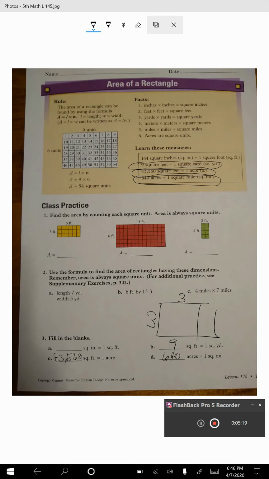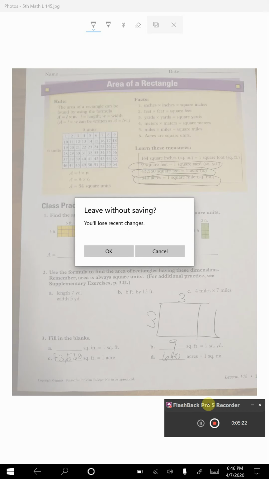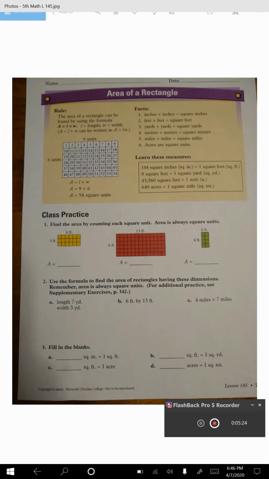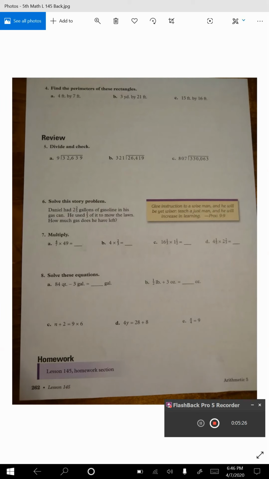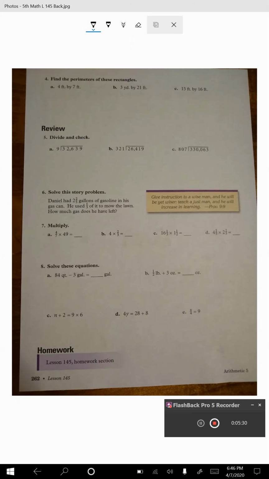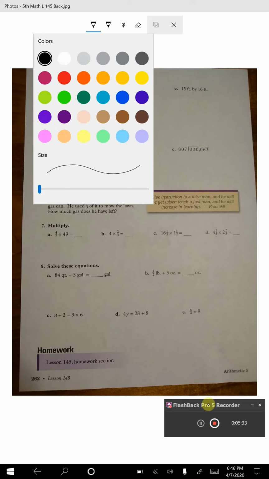All right, let me see if I can find the next page easy. Yep, that was easy. All right, I love when it actually works. Lately I've been having problems.